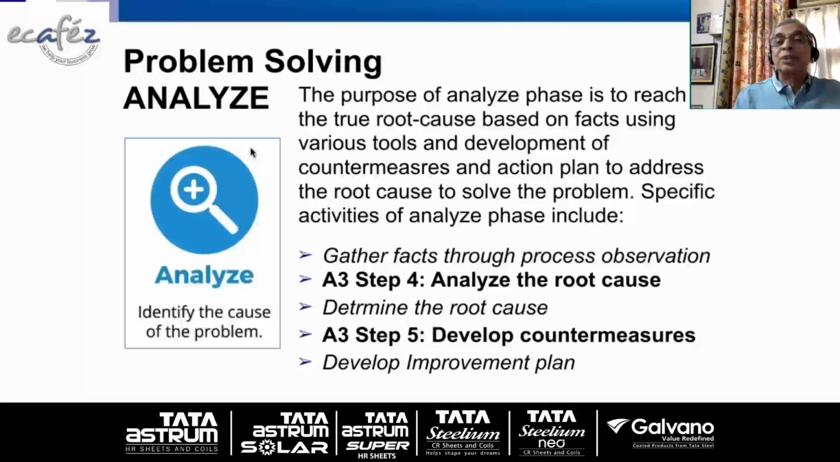Gather facts through process observation. Here the actual data is required. You have to observe the process critically on the shop floor, collect the actual data, analyze the root cause jointly in a team using brainstorming, and determine the root cause. There may be so many things. You have to come to one point of root cause and then develop countermeasures. What are the solutions? Develop improvement. This is very critical and it requires all your knowledge of your process and your problem solving, Lean and Six Sigma tools. Both knowledge are required to find out the root cause and develop a solution.